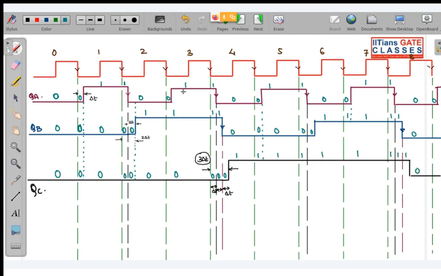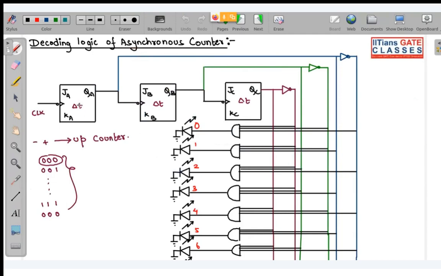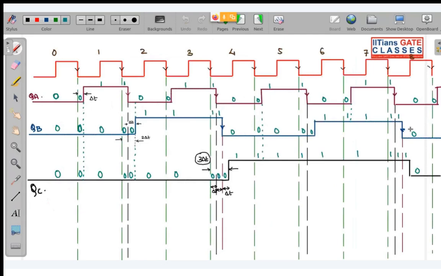Now look very carefully. Up till now we have assumed that this del t is very, very small compared to the time period of the clock, so we have always neglected it. But now this del t is comparable with the clock pulse. Last time it was very, very smaller than TCLK. This time it is smaller, but it is not negligible compared to TCLK. Now look how your counting states will take place.